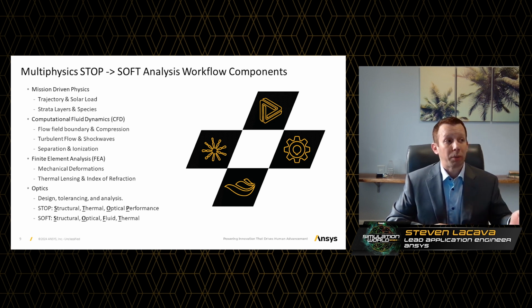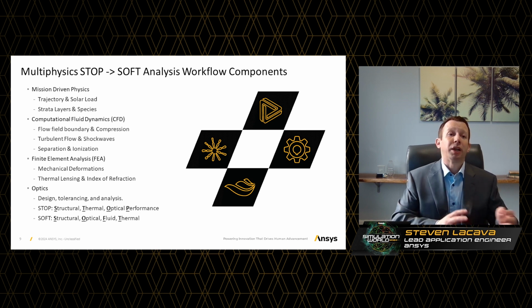So we're going to go from our computational fluid dynamics to our finite element analysis. For that, we're going to leverage Ansys Mechanical. And at that point, we're going to look at things like mechanical deformation, rigid body motion, tilts, decenters, etc., as well as the thermal lensing effects. The actual index of refraction will change as a function of temperature and pressure in those systems. And we want to be able to define all of that. And then finally, we want to bring all this back into the optics world.